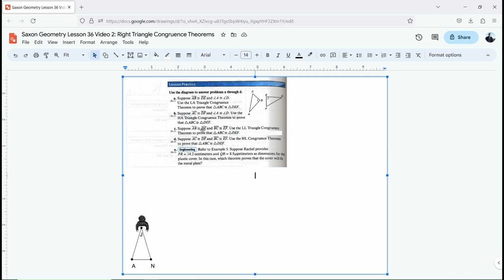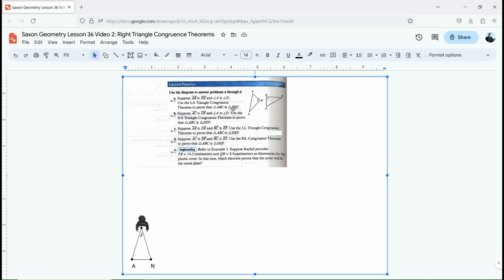So let's take a look at letter A. Suppose AB is congruent to DE. There's one of our givens. And angle A is congruent to angle D. There's another one of our givens. Use the leg angle triangle congruence theorem to prove that triangle ABC is congruent to triangle DEF.